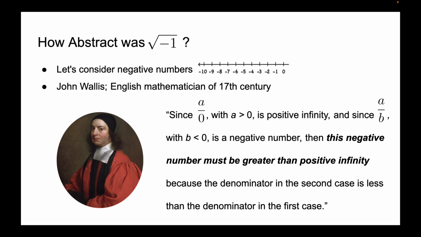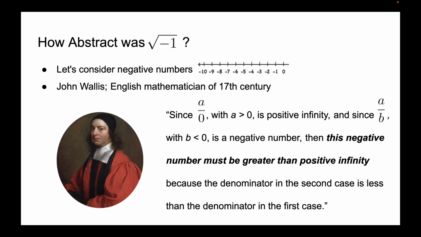He said, since a divided by 0 with a greater than 0 is positive infinity, I don't know if I agree with that, and since a divided by b with b less than 0 is a negative number, then this negative number must be greater than positive infinity because the denominator in the second case is less than the denominator in the first case. So, as you can see, negative numbers, very abstract. The square root of negative numbers had to be completely mind-boggling.